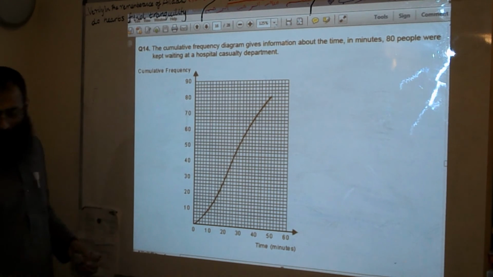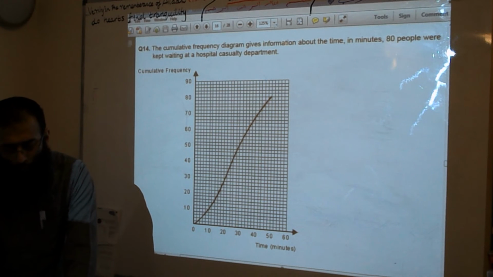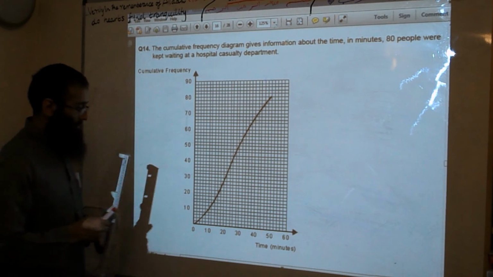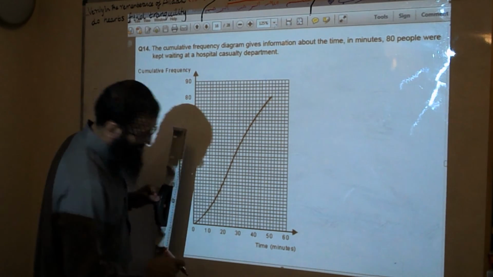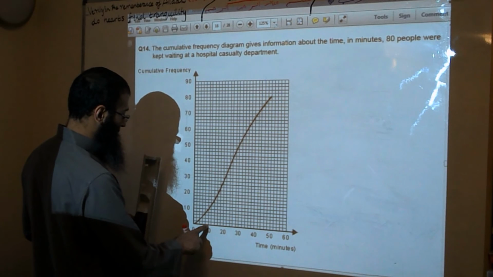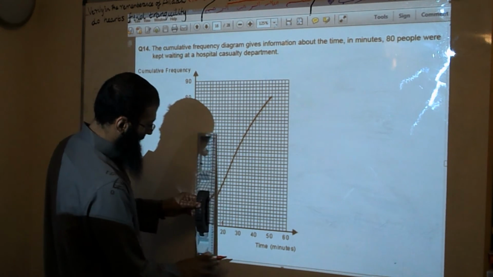Right, let's get cracking on this question then. Part A: write down the number of people who waited for 20 minutes or less. So what we do, we go to 20. 1, 2, 3, 4, 5, 6, 7, 8, 9, 10. There.